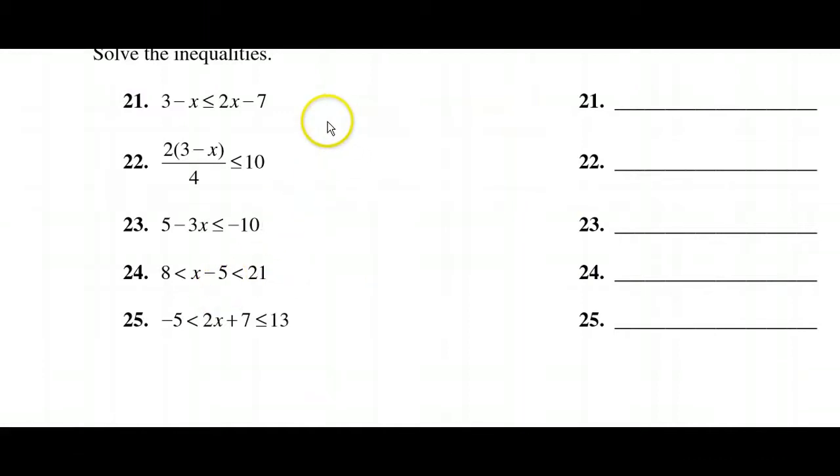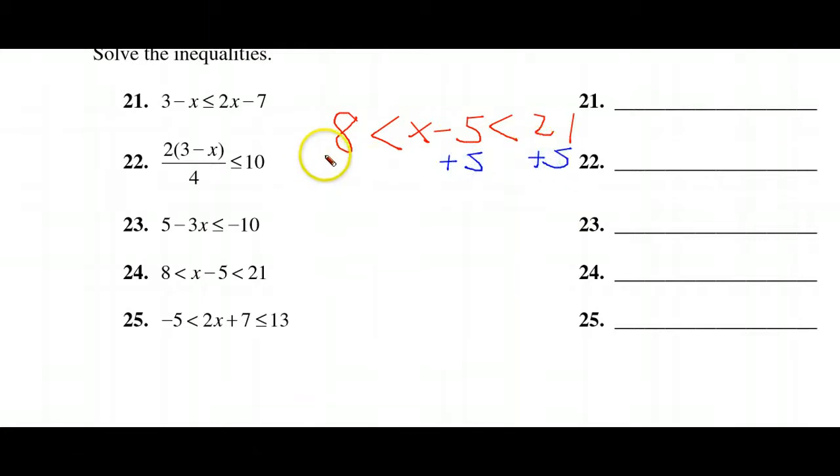Okay, now this is a compound one, so let me set this up for you. This is going to be 8 is less than x minus 5 is less than 21. Now here I'm going to use the old technique of just adding 5 to get rid of it to all parts of it. So this is going to be a 13 is less than x is less than 26.